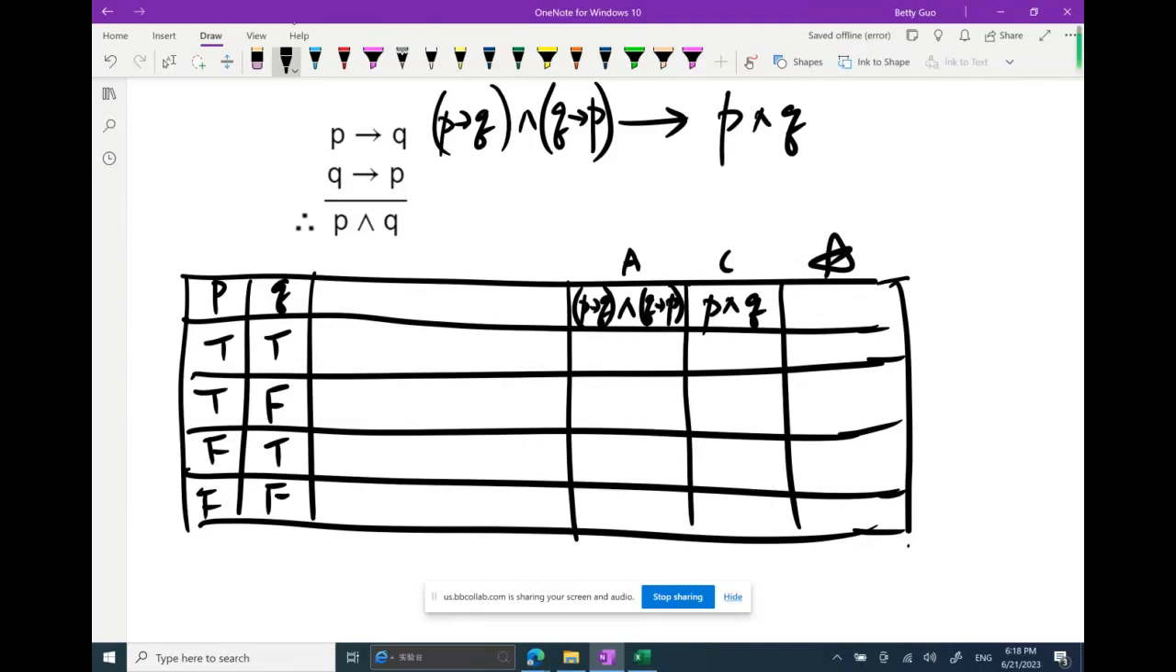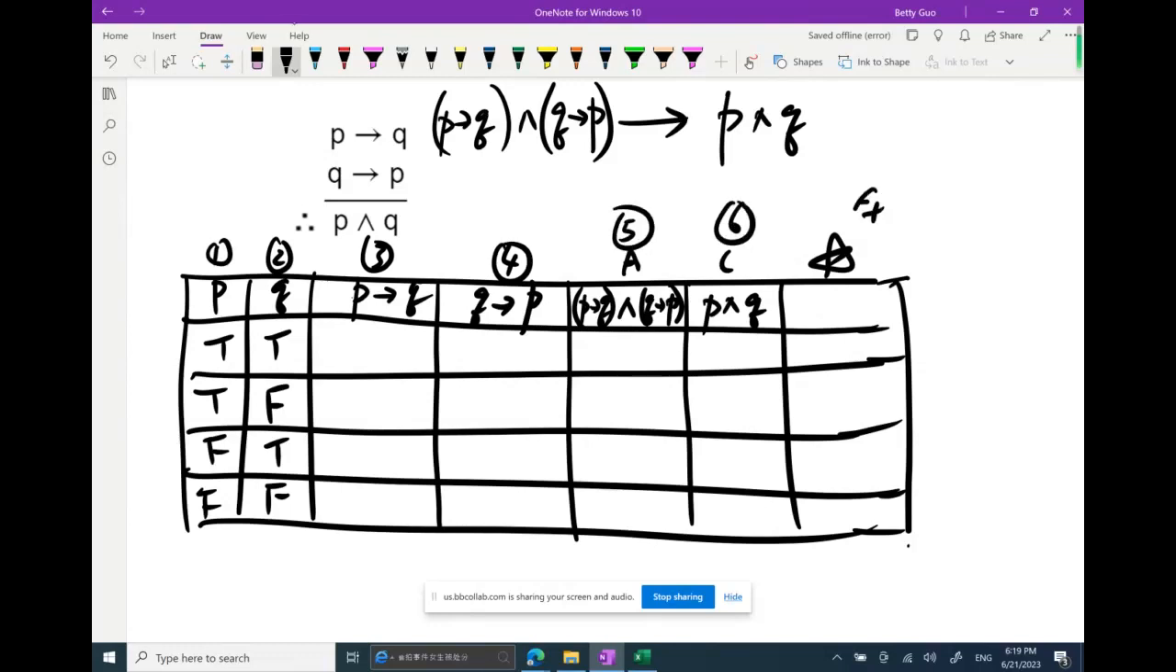And this one is P implies Q. This is Q implies P. So I have columns 1, 2, 3, 4, 5, 6, and 7. P implies Q. Remember, true for friends forever, all others temporary. Q implies P. Be very careful. Q is the antecedent. P is the consequent.